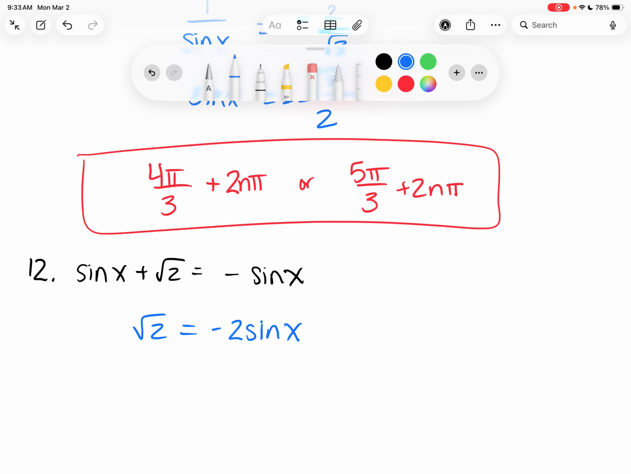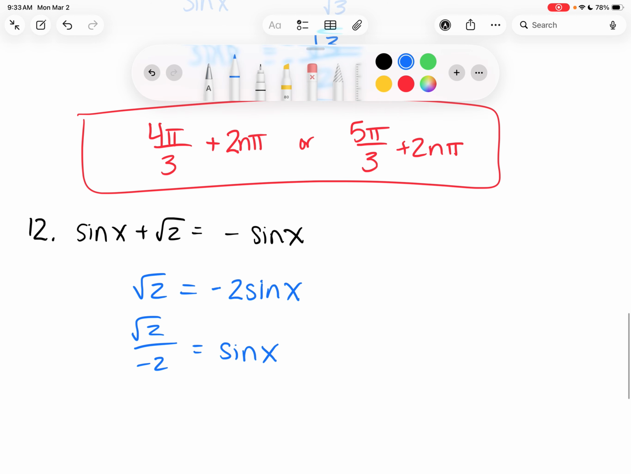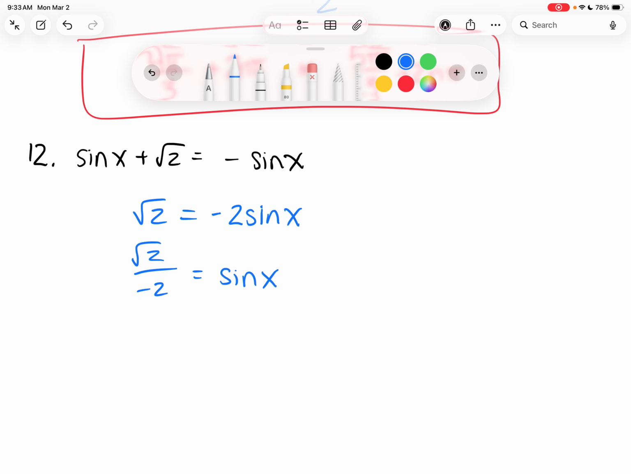Then I'm going to divide by negative 2. So I have root 2 over negative 2 is equal to the sine of x. Now I'm looking at, on my unit circle, where the sine of x is negative root 2 over 2. That's 5 pi over 4 and 7 pi over 4. Yep. 5 pi over 4 and 7 pi over 4. Now these are general solutions and it's sine, so we're going to add 2n pi to both.